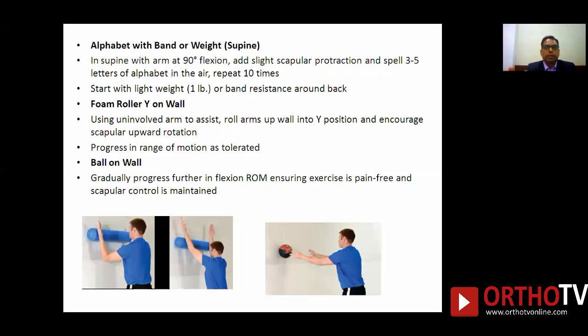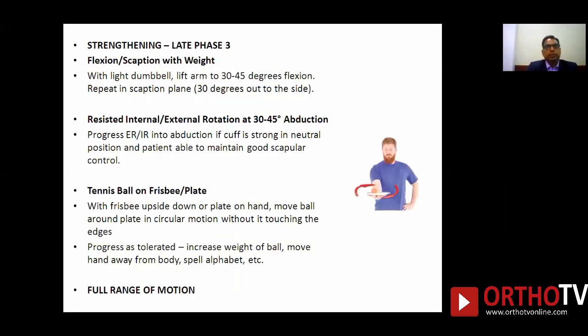Foam rolling on the wall can strengthen the scapular muscles as well as the rotator cuff, and progress gradually in increasing range of motion as tolerated. Similarly, the ball on the wall exercise can be started. This not only improves the range of motion but also improves the endurance and strengthening of the cuff and the scapular muscles.